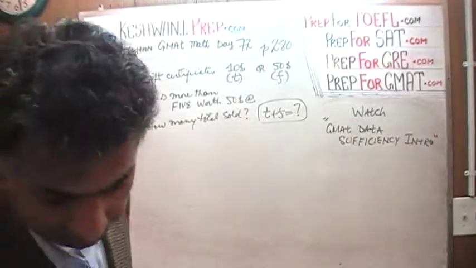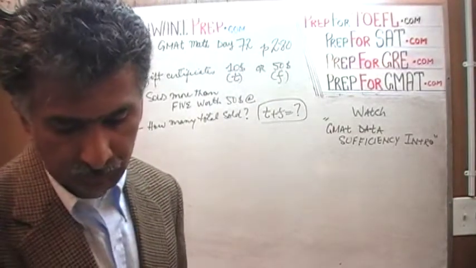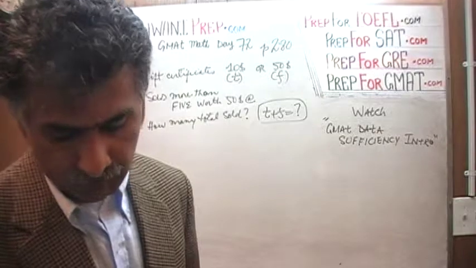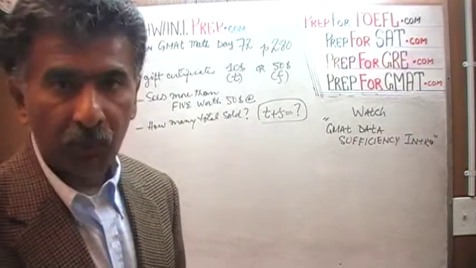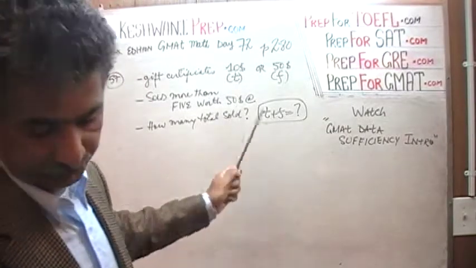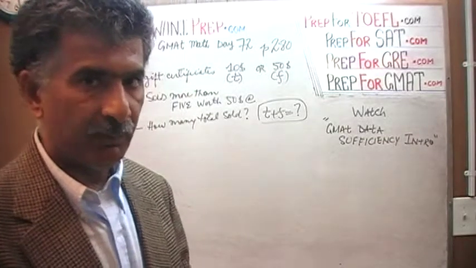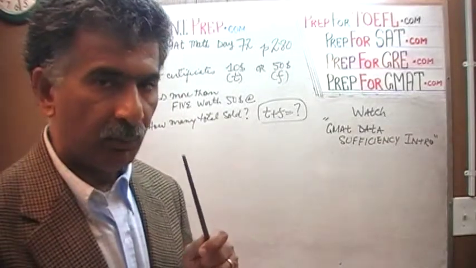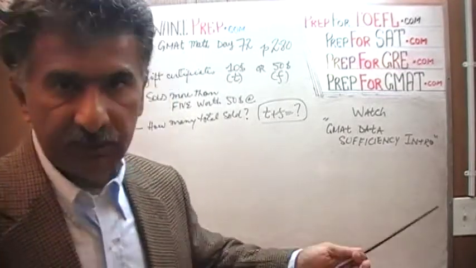Apparently we are selling gift certificates. It says each gift certificate was sold for either $10 or $50. We were told that more than 5 gift certificates were sold worth $50. In other words, they sold more than 5 of the expensive one. They have a $10 one and a $50 one. The question simply is how many total were sold.